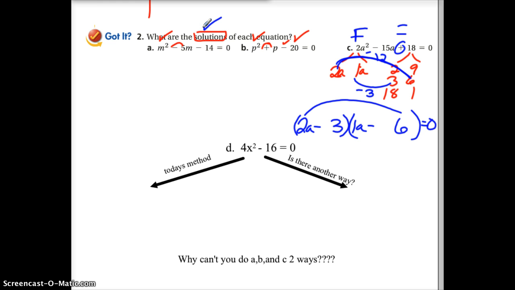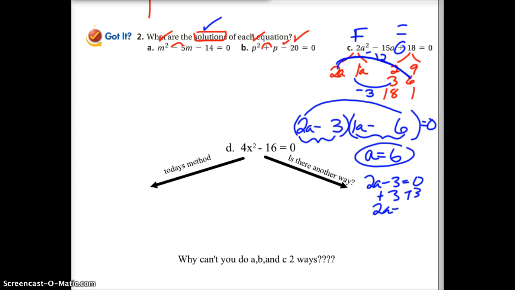It says what are the solutions? For that to equal 0, either this factor equals 0 or this one does. This one's easy. A would have to equal 6. There's one of my answers. This one, we set it equal to 0. I'm going to do it down here. Then we solve it. We add 3 and we divide by 2. And my two solutions would be 6 and 3 halves.